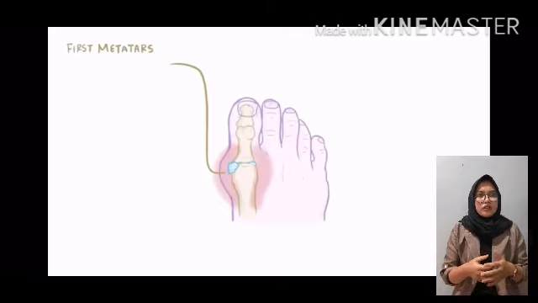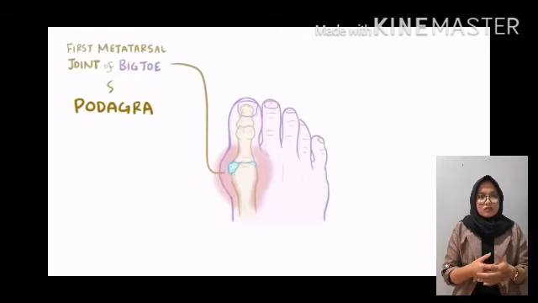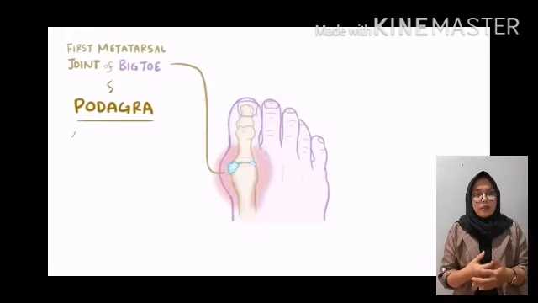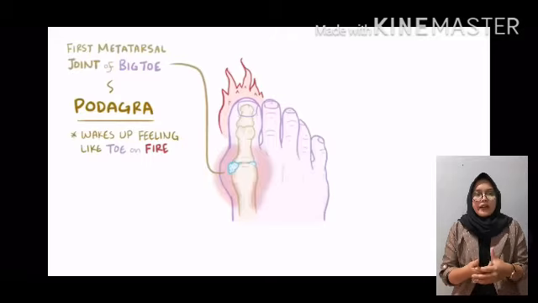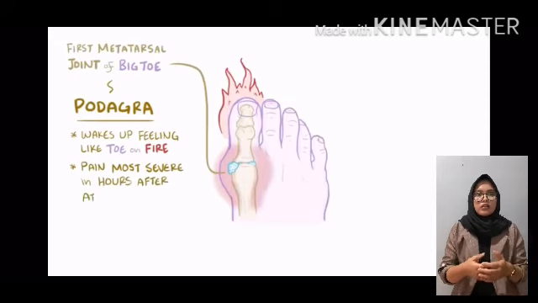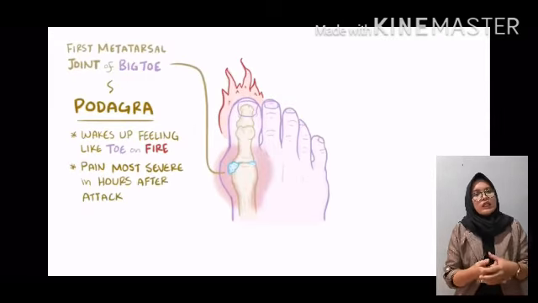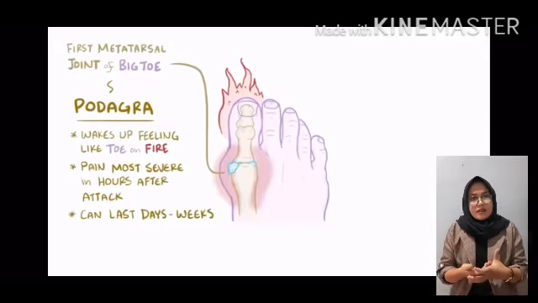Now, gout often affects the first metatarsophalangeal joint of the foot, or the base of the big toe. This condition is called podagra. Specifically, in podagra, a person will wake up from sleep feeling like their toe is on fire. Even the sheet can be painful. The pain is most severe in the toes immediately following the attack and then generally lessens over time, but the discomfort and swelling can last for days or weeks.